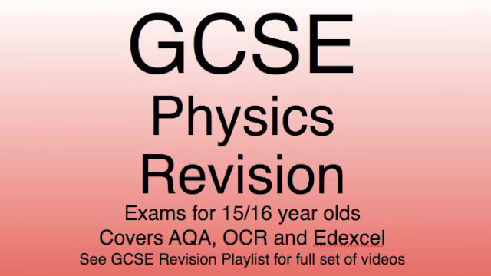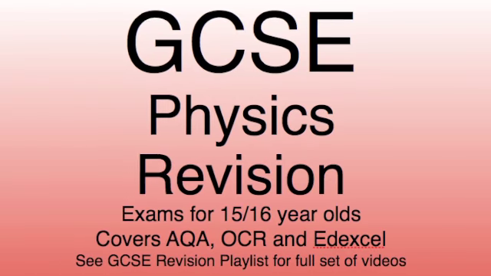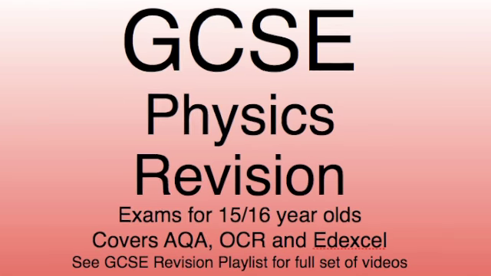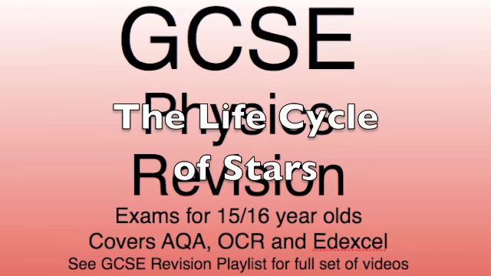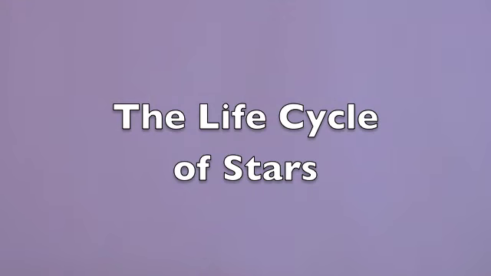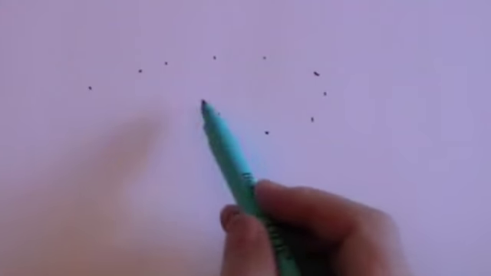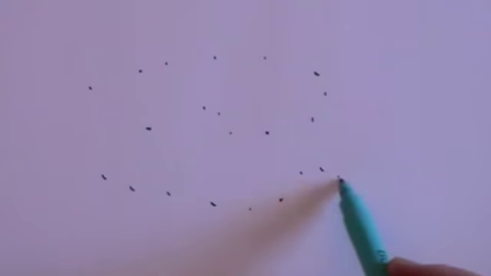Hello, today we're continuing with our GCSE Physics Revision series looking at the life cycle of stars. Last time we considered the Big Bang. The resulting matter that came out of the Big Bang was principally hydrogen. That was about the only element that was formed at the Big Bang. There were some others, but they don't really matter.